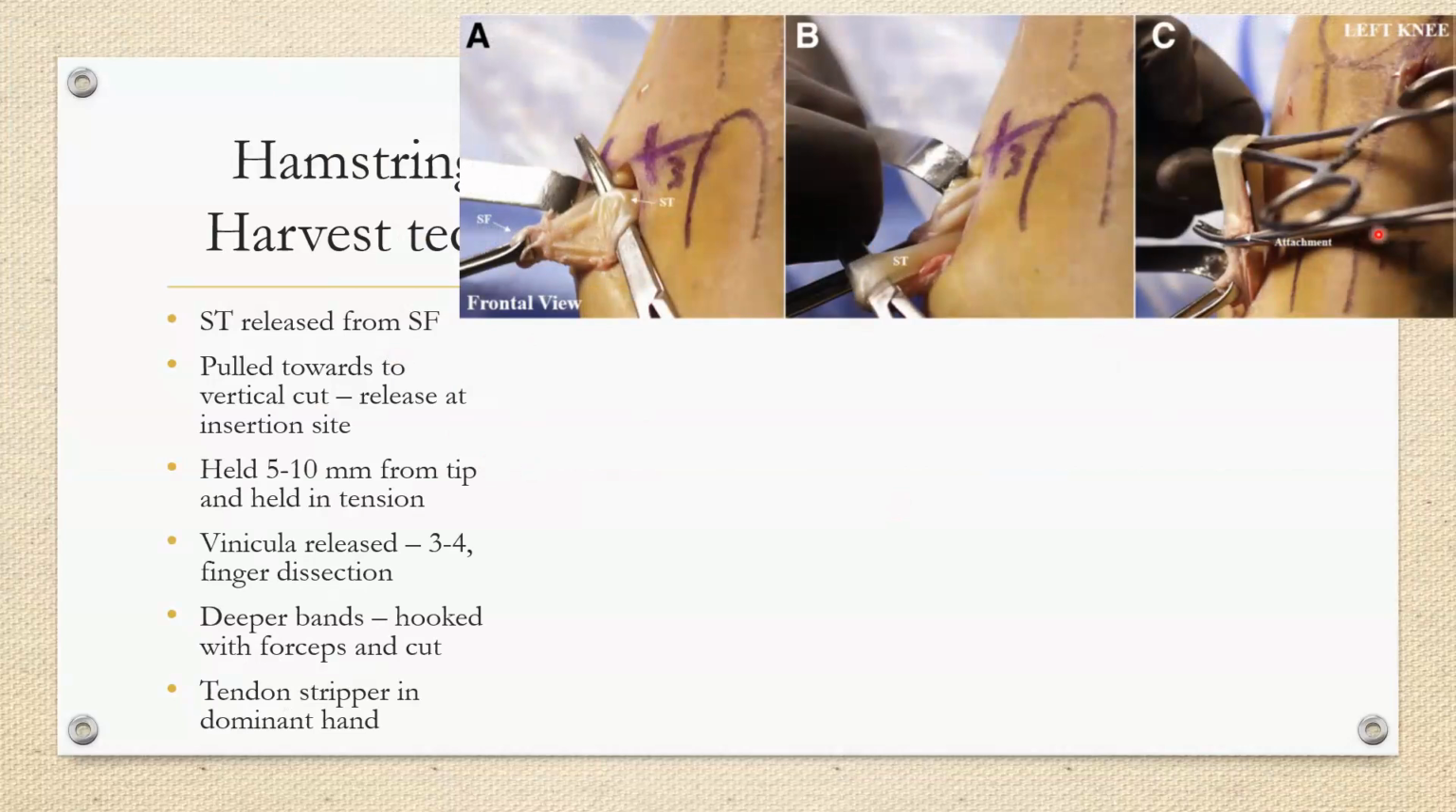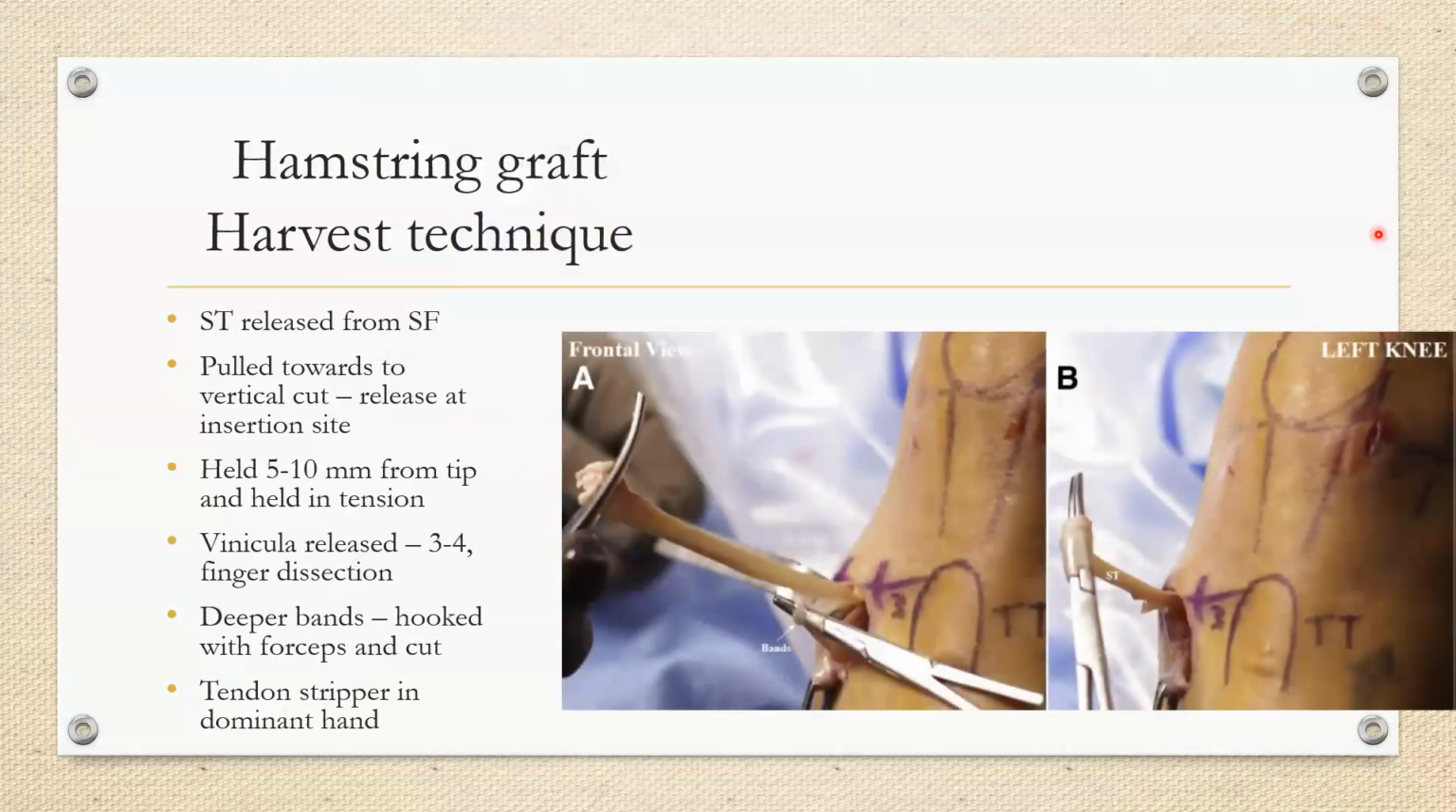Once the ST is removed from its attachment, it is held at 5 mm from its tip, either using cinch knots or with artery forceps, and should be looked for adhesions. The semitendinosus usually has prominent 3 to 4 adhesions, and they should be looked for and cut precisely. Usually, the adhesions go into the gracilis and the semimembranosus. Primarily, finger dissection can be done to identify the vinculae, and then a thick band should be identified, hooked with the artery forceps, and then cut.